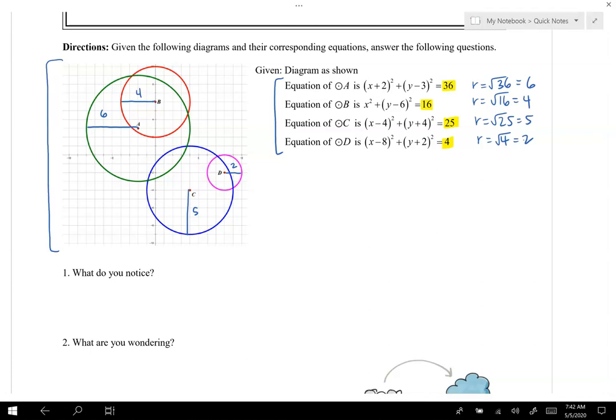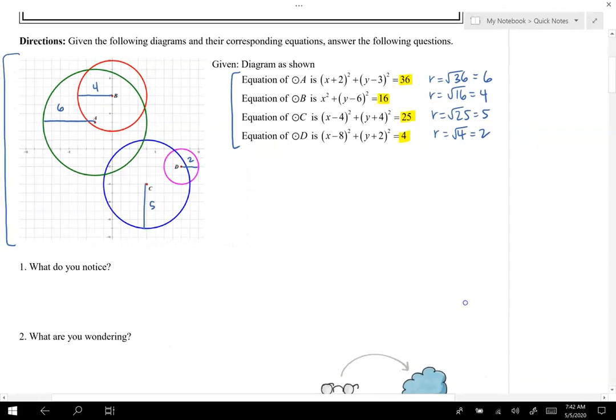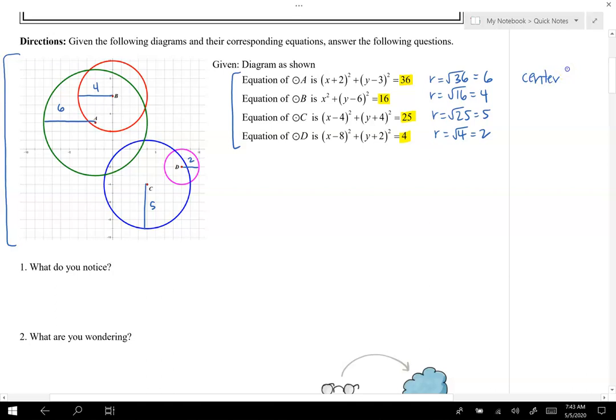All right. Now if we look at the centers, if you look at the center for circle A, the center in the graph is -2, +3. But look in the equation, it's written with the opposite sign. Let's see if that's true again. Center for circle B is 0, 6. Since there's a 0 for the x-coordinate, it's just x squared. So that's good to know. And, oh look, the y-coordinate's the opposite sign in the equation again.